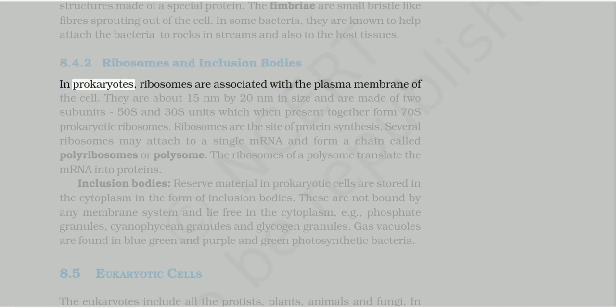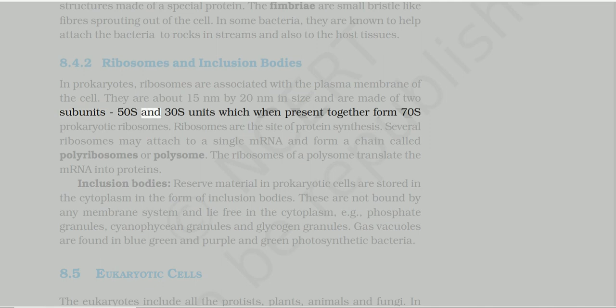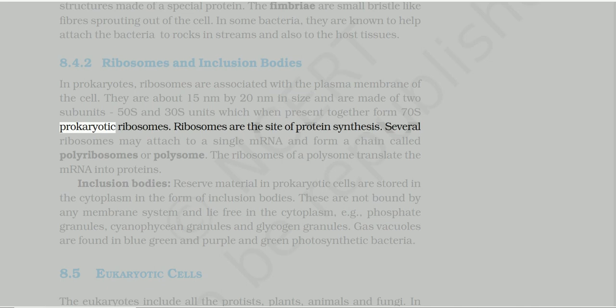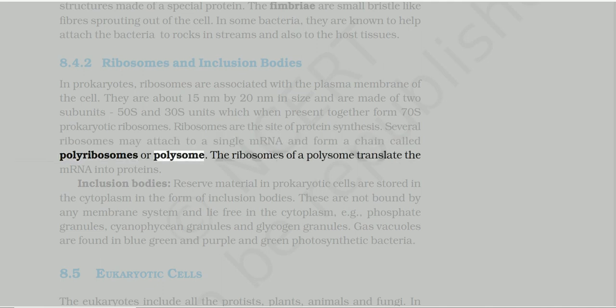In prokaryotes, ribosomes are associated with the plasma membrane of the cell. They are about 15 nm by 20 nm in size and are made of two subunits, 50S and 30S units, which when present together form 70S prokaryotic ribosomes. Ribosomes are the site of protein synthesis. Several ribosomes may attach to a single mRNA and form a chain called polyribosomes or polysome. The ribosomes of a polysome translate the mRNA into proteins.